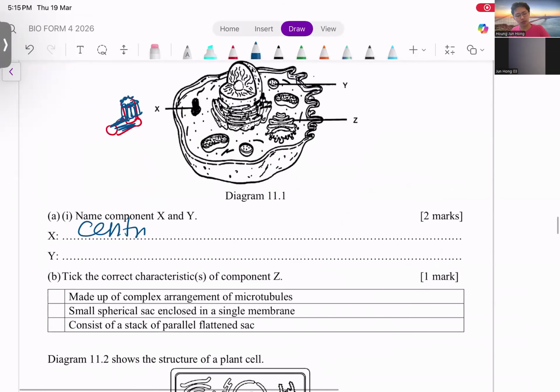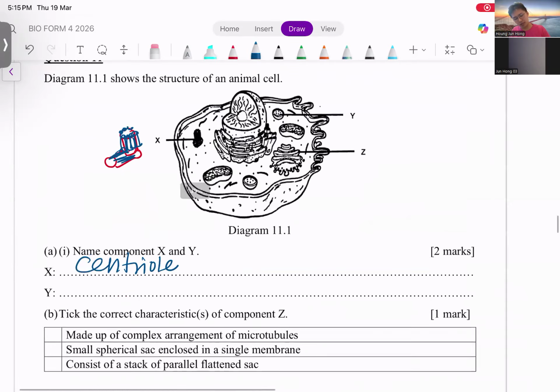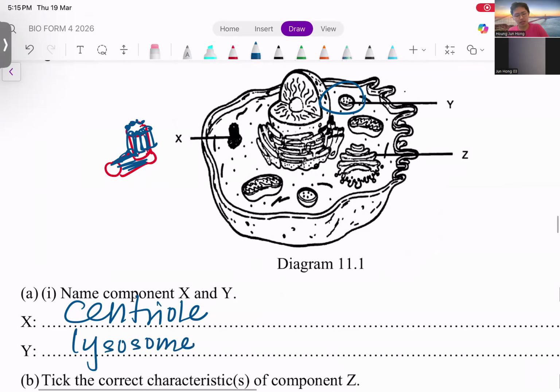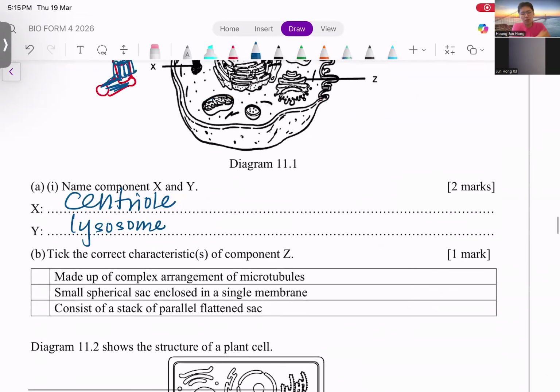That is our centriole. And moving on, Y, as you can see over here, Y is just a small sac with something inside. 一个圆圆的，里面有点点点。So what is that? That is our lysosome. Nothing better to answer, yeah? That is our lysosome. Okay, what about component Z?